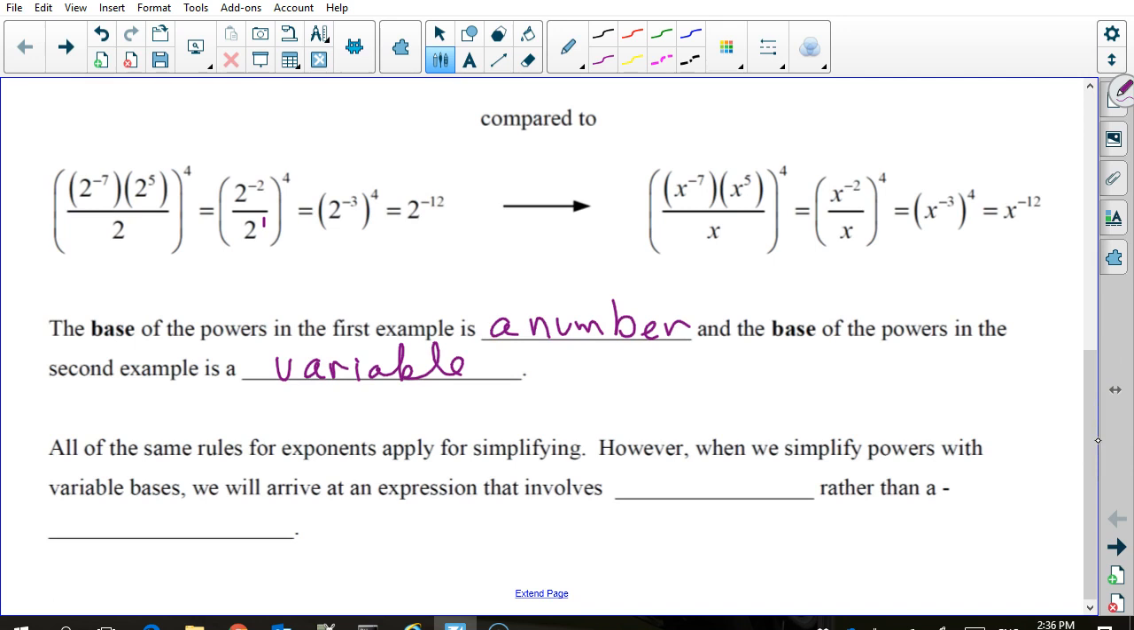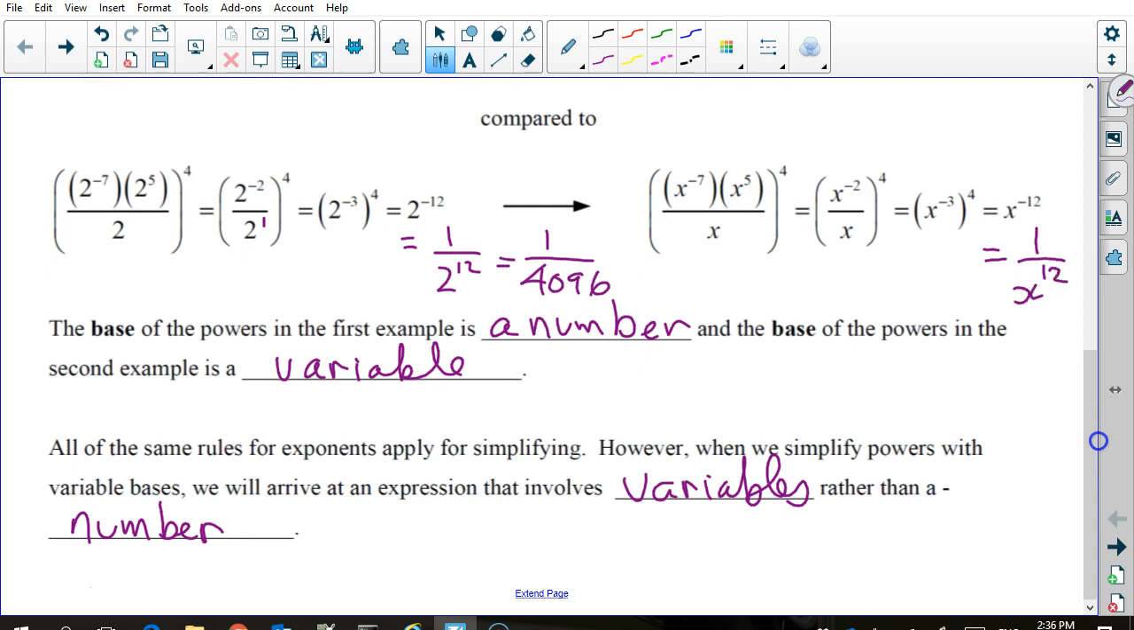However, when we simplify powers with variable bases, we will arrive at an expression that involves variables rather than a number. So if there's a numerical base, we can evaluate this and we can get a number. You can actually work out what the number is, right? So in this case, 1 over 4,096. And in this case, expressed with a positive exponent, just 1 over x to the 12th.